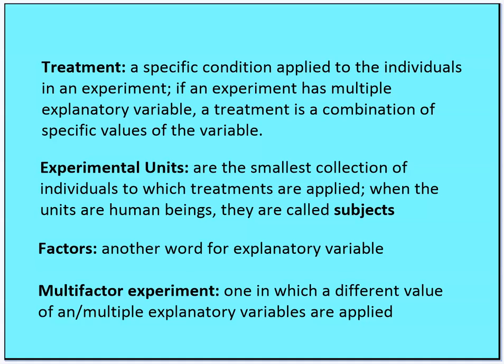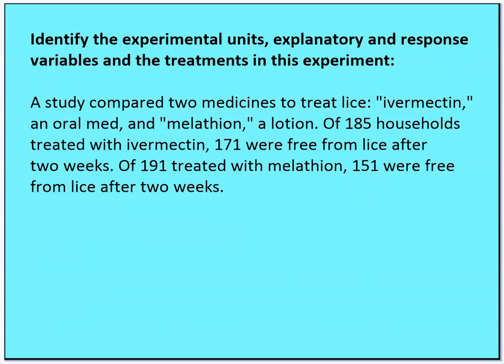Right? So we could give doses of 5 milligrams, 10 milligrams, and 15 milligrams of that hormone that we were discussing, which would make it a multi-factor experiment. All right, so we want to identify the experimental units, explanatory and response variables, and treatments in this experiment. So I'm going to go through this with you.